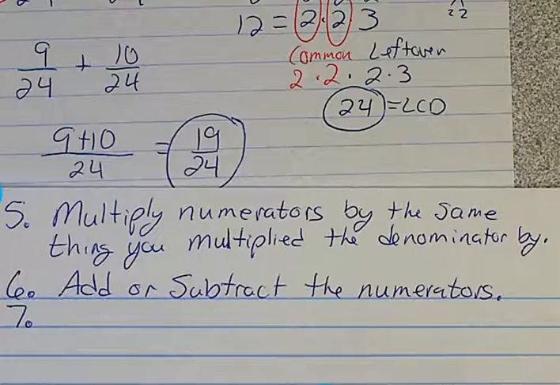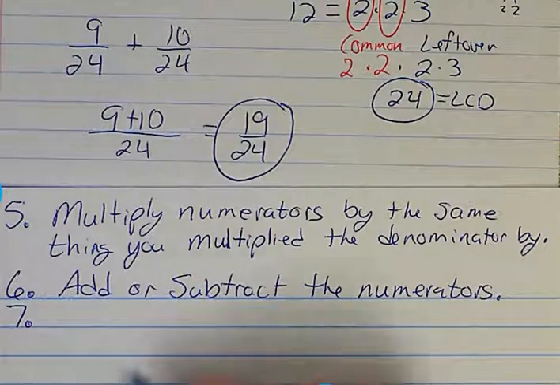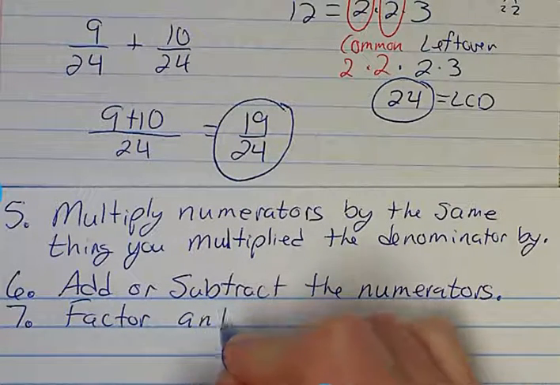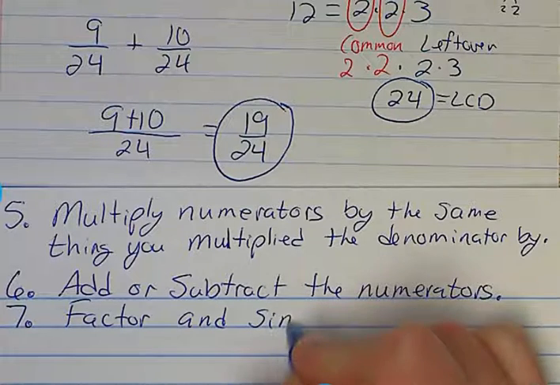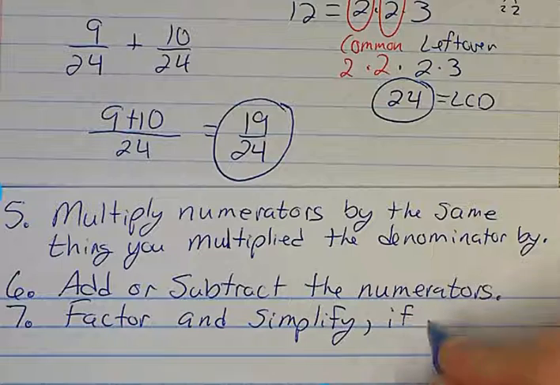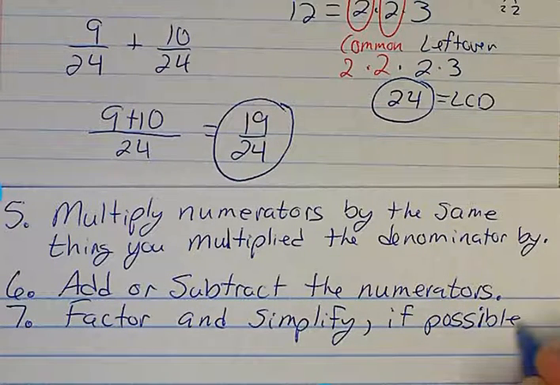Okay, and the last thing that you'll do, and pretty much the last thing in all the parts that we're doing here in Chapter 8, is you're going to factor and simplify if it's possible. And it's about 50-50. Probably about half the time you'll be able to do some kind of factoring and canceling, and then the other half of the time you'll just have an answer, and that'll be your answer that you're looking for.